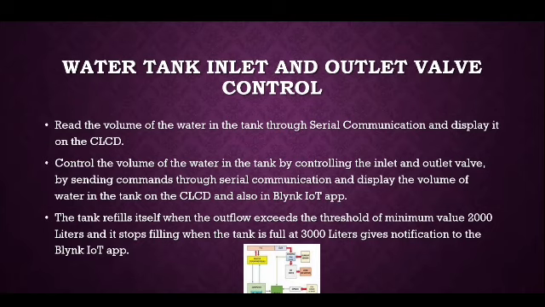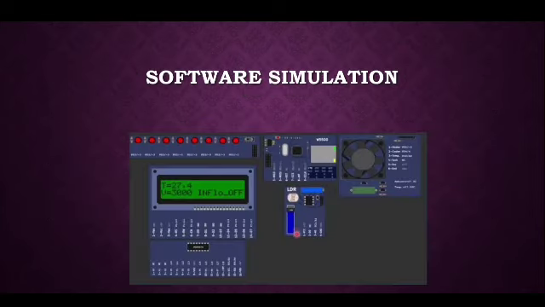by sending commands through serial communication, and the volume of water in the tank is displayed on the CLCD and also in the Blynk IoT app. The tank refills itself when the water falls below the threshold minimum value of 2000 liters, and it stops filling when the tank is full at 3000 liters. It gives a notification to the Blynk IoT app. And this is a software simulation in which the LCD will display the temperature, water liters, and the inlet and outlet valve control status, on or off.